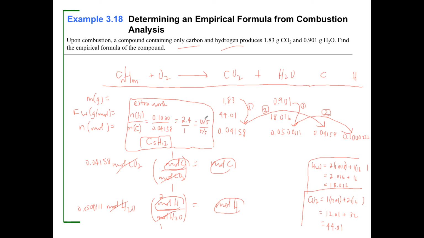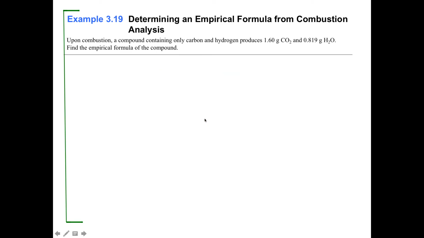All right, let's do one final example and we'll be done with this section. Well, this was a beast, wasn't it? Upon combustion, a compound containing only carbon and hydrogen produces this many grams of such and such. Again, we've got a similar issue here. It only has carbon and hydrogen in it, and we're adding oxygen. It's going to produce carbon dioxide and water. Leaving myself some space. Remember, I'm going to be doing this, carbon and hydrogen, ultimately.